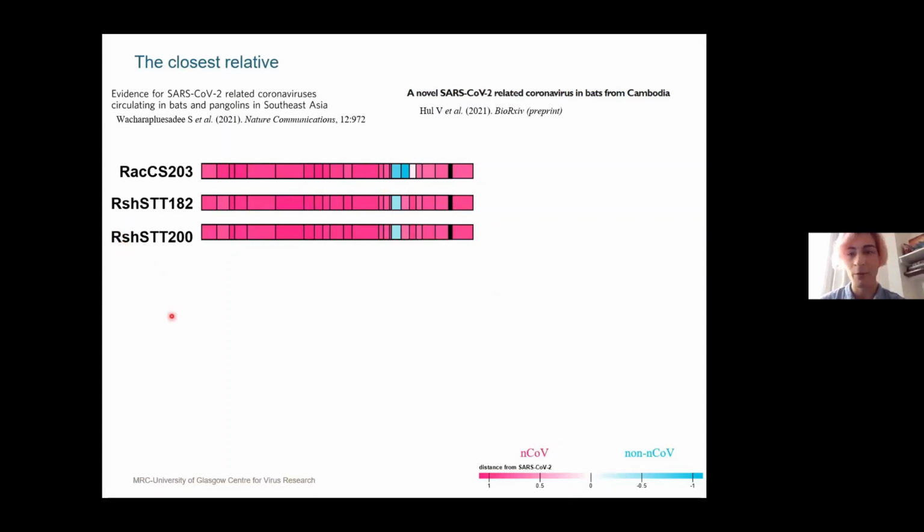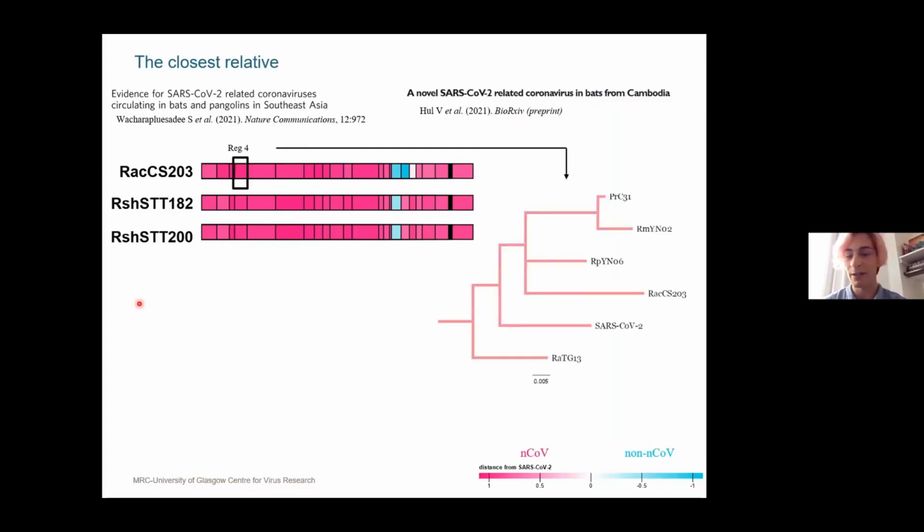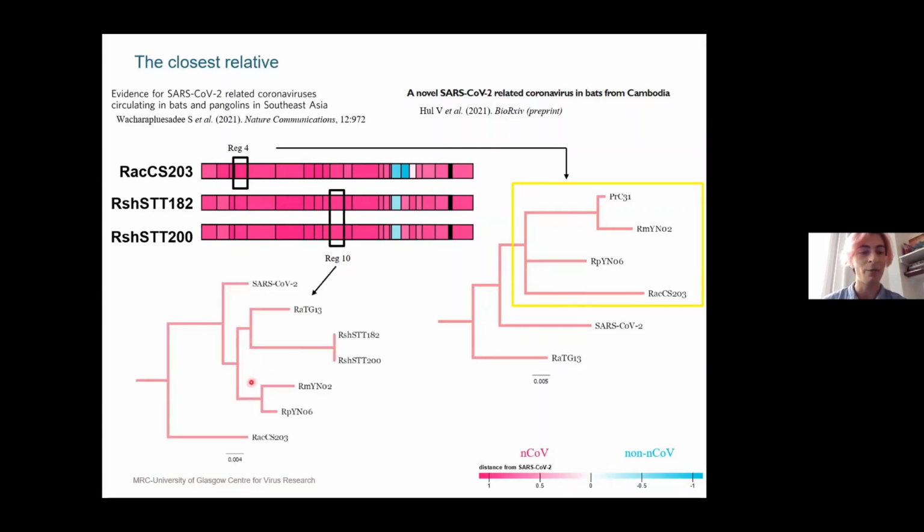Again, you can see that recombinant bit here. And overall, these fall further away from SARS-CoV-2 in the phylogeny than the previously mentioned four viruses. But for some of the regions, for example, region 4 here, RAX203 actually clusters within the Yunnan clade. For example, region 10, the Cambodia viruses form this kind of topology. And here you could argue that SARS-CoV-2 is actually the recombinant one jumping out of here.